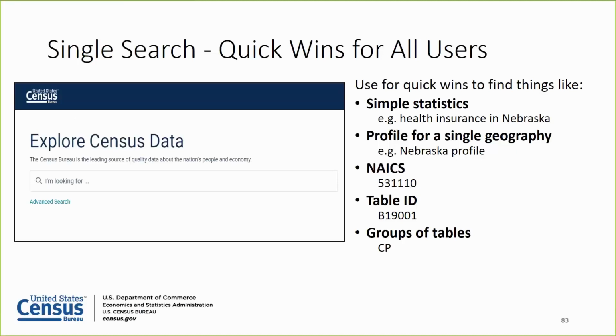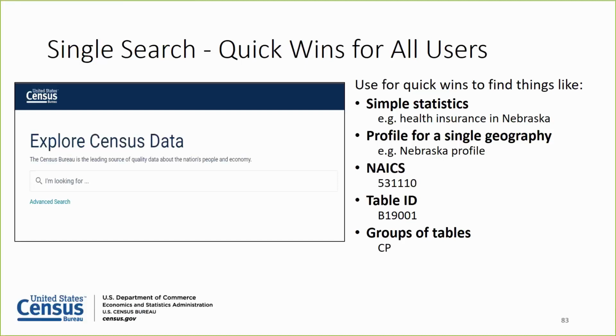So for quick wins, a single search is a great way to access data. Some of those quick wins are with simple statistics. If you have one topic by one geography, it's a great way to do it. Also looking at those profiles that we showed you, the geographic profile. If you just type in a nation, state, county, or place, not a nation, only the U.S., it'll prompt you to the profile if you'd like to see that.